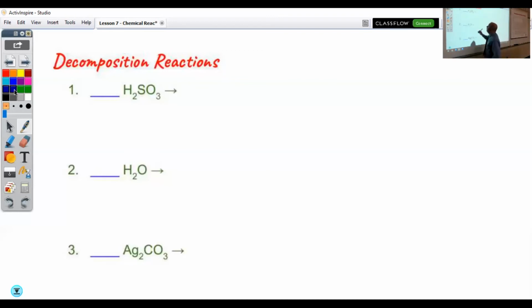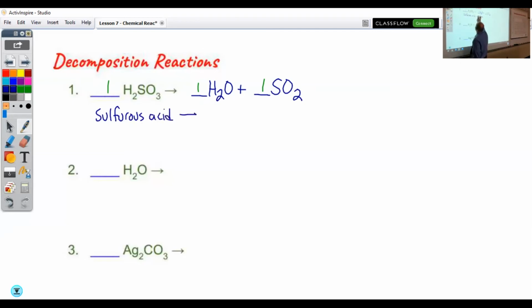Okay, looking at our first example, we have an acid. So if you recall, an acid, when it breaks down, is going to form water and a non-metallic oxide. Again, we're not going to worry about states of matter here. So in this case, our non-metallic oxide is SO2. We can balance that by adding 1s in all of our spots here. And then finally, we're going to write out the formula for this. So this will be sulfurous acid. Breaks down, it forms water and sulfur dioxide.